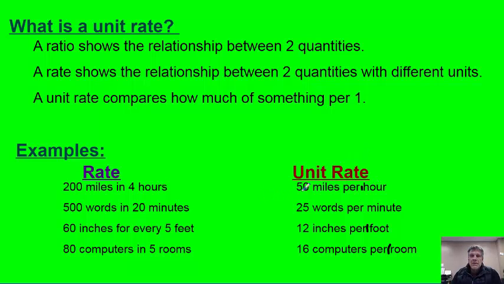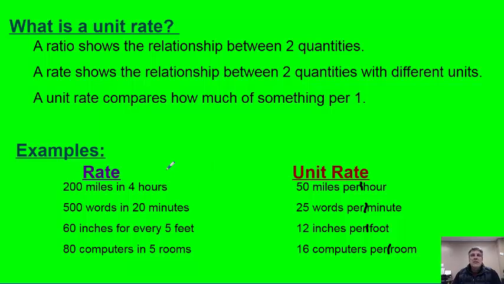Now, we have a couple of things here. If I have 50 miles per hour, that's a unit rate. It meets the definition here. It says compares how much of something per one. Well, where's the one? Well, it's right here. I wrote it down. I put a little one here. A unit rate, like for example, if I go 50 miles per hour, that's 50 miles per 1 hour. If I can type 25 words per minute, that's 25 words per what? Per 1 minute. 12 inches per what? Per 1 foot. And 16 computers per room.